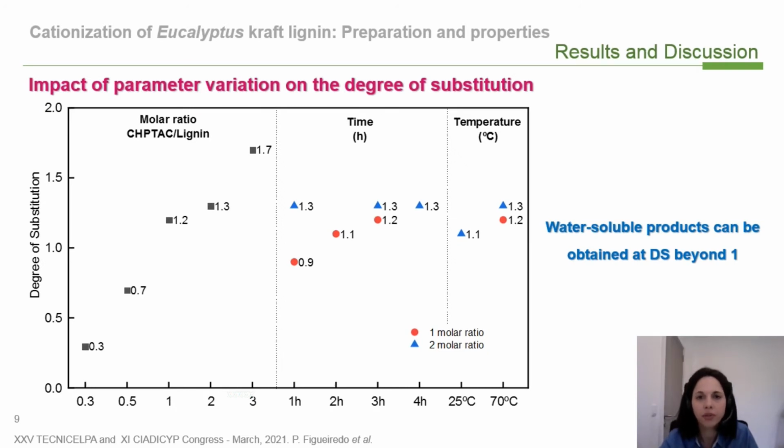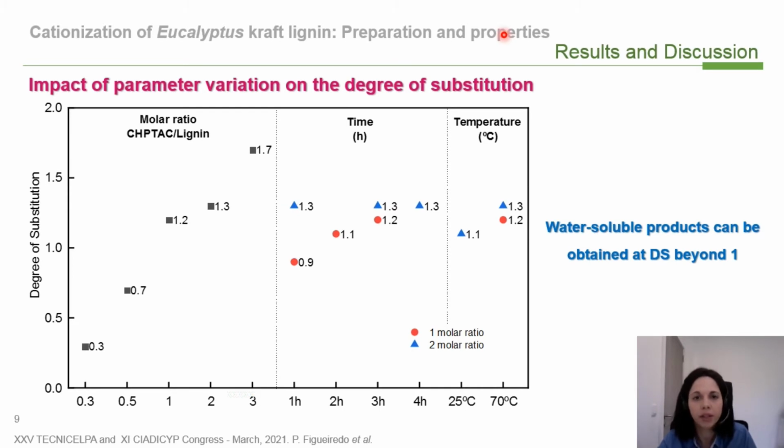Variation of reaction parameters reveals that molar CHP-TAC to lignin ratios of at least 1 are required to afford products fully soluble at all pH. Besides molar ratio, the results also show that time and temperature impact the degree of substitution. As an example, for a CHP-TAC to lignin ratio of 1, extending the reaction time from 1 hour to 2 hours had a positive effect on the degree of substitution, as reflected by the 0.5 weight percentage gain. However, this effect started to level off when prolonging the reaction from 2 hours to 3 hours.